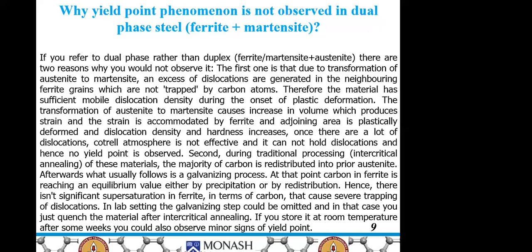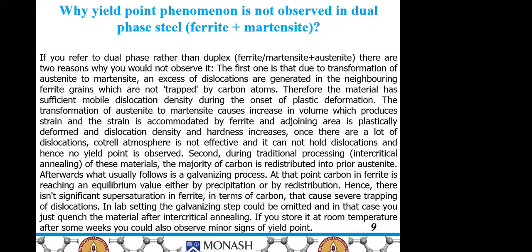There are two reasons why we don't observe the yield point phenomenon. First, due to the transformation of austenite to martensite, an excess of dislocations is generated in neighboring ferrite grains which are not trapped by carbon atoms. Therefore, the material has sufficient mobile dislocation density during the onset of plastic deformation.